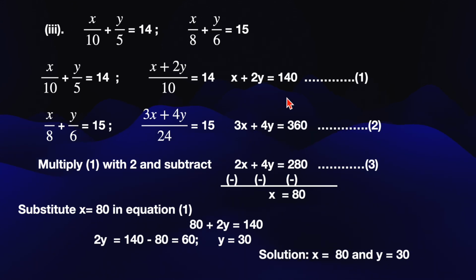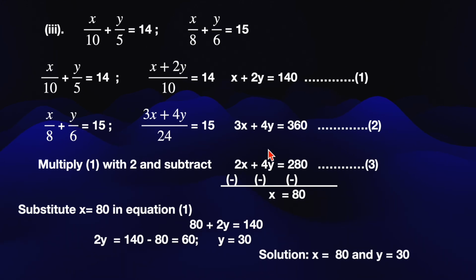Now you have to look at these two equations. We want to eliminate y here. Here we have 4y, here 2y. So I'm going to multiply this equation with 2. If I multiply, I get 2x plus 4y is equal to 280.